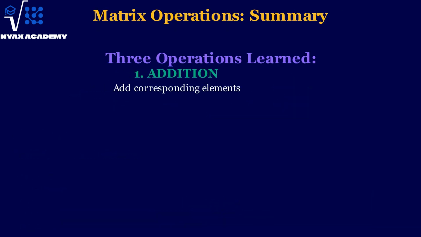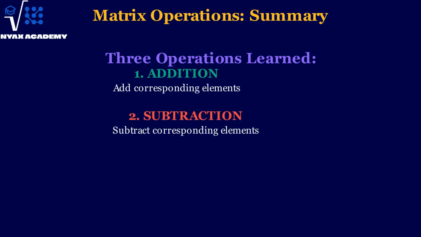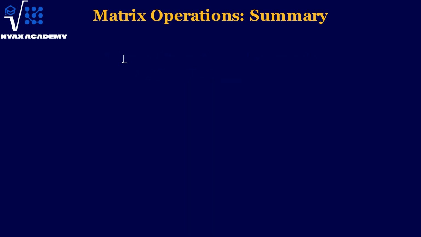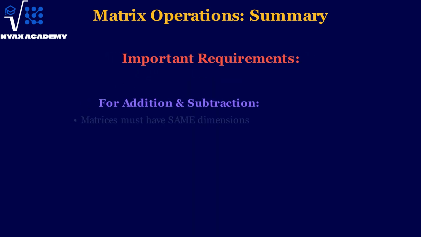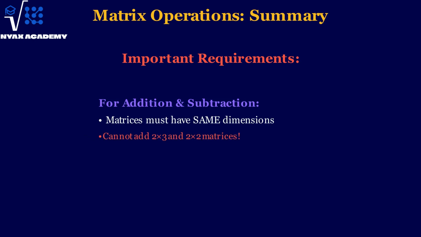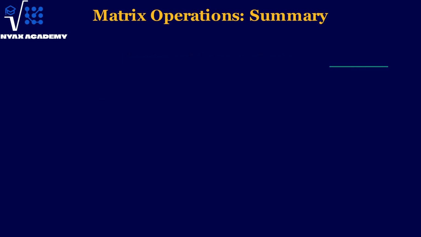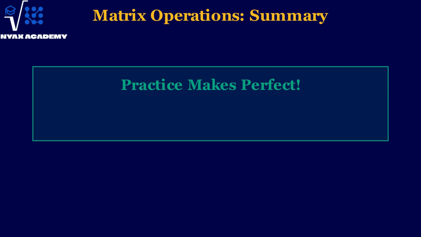Quickly summarizing what we have done, we have taken a look at addition, where we added corresponding elements, subtraction, and scalar multiplication, where we multiplied every element by the scalar. Take note that when we add and subtract matrices, they must have the same dimensions. Hence we cannot add or subtract a 2 by 3 matrix to a 2 by 2 matrix, and for scalar multiplication, you multiply every element in the matrix by the scalar.